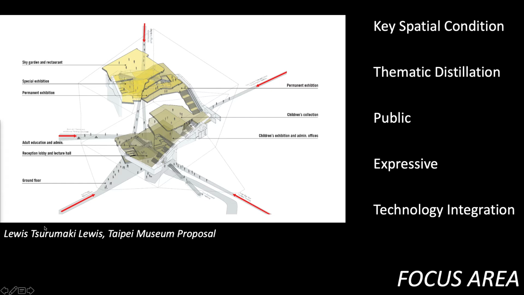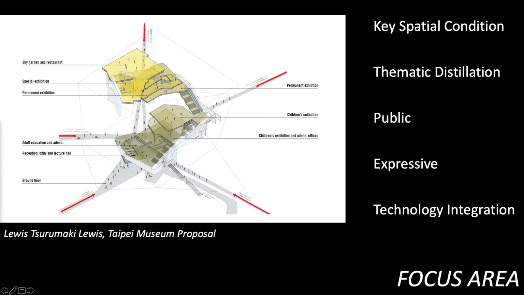So I showed you this image on Monday, and this is not exactly a focus area, but I think it should help you to identify where your focus area is. You'll want to look for a key spatial condition, someplace in your project that thematically distills the ideas that you have. It's probably a public space. It definitely wants to be one of your larger volumes and a place where the technology is expressive. Otherwise, you will not have much to work with on the technology integration drawings.